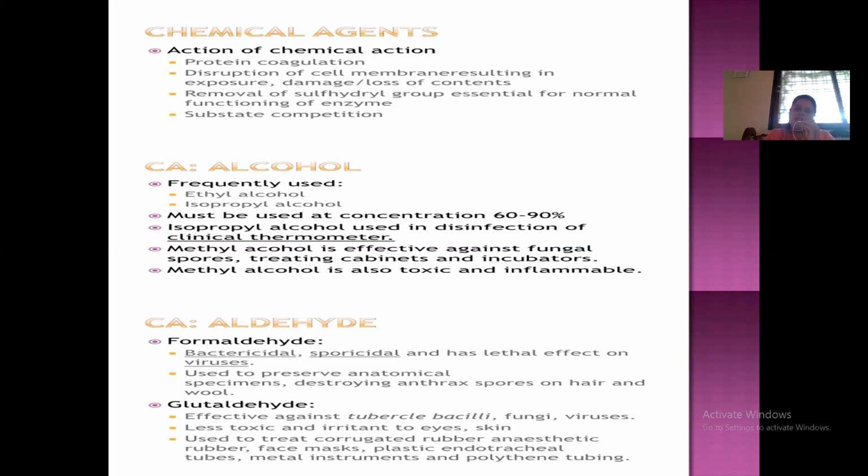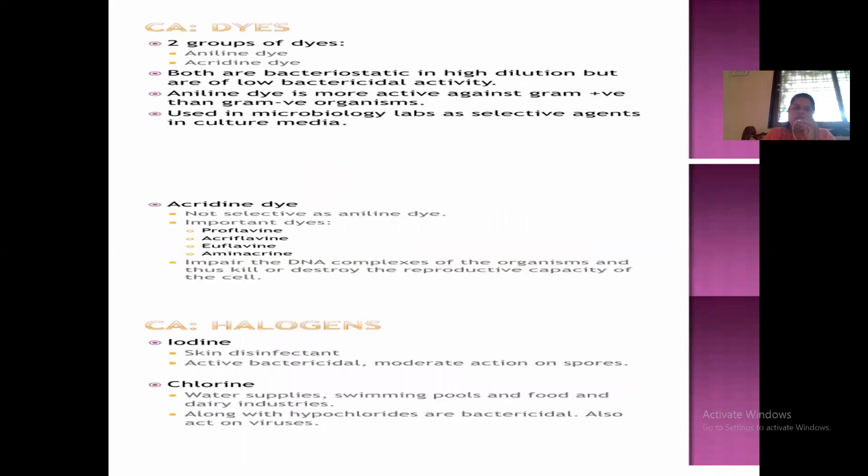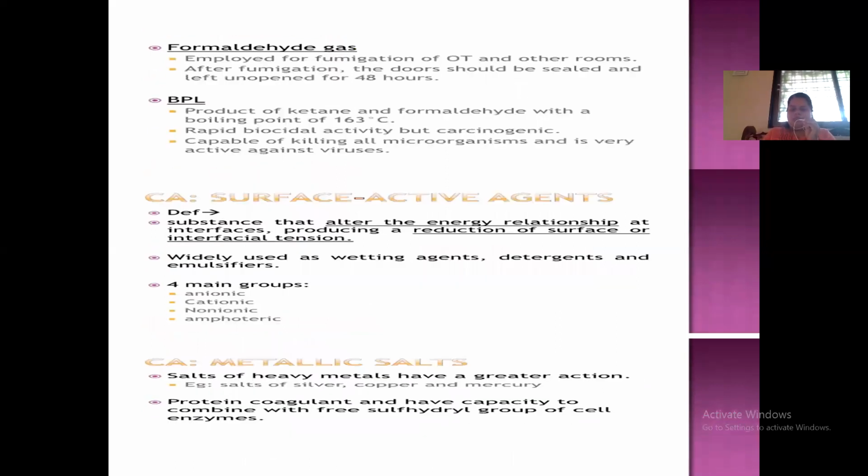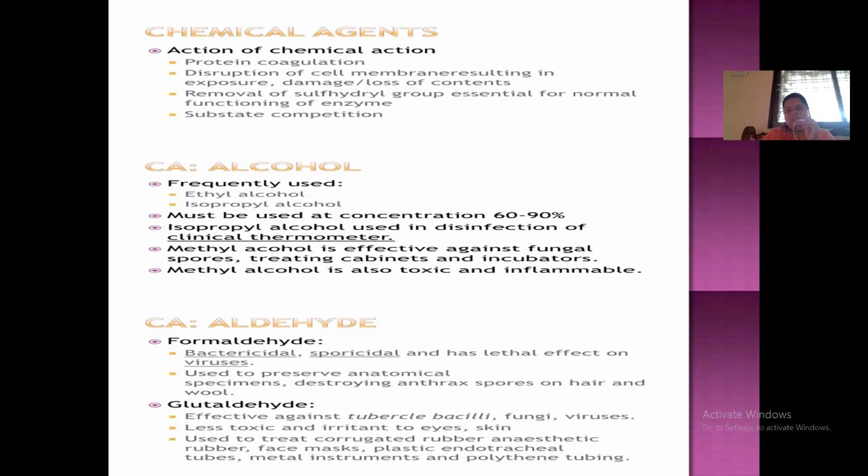Next are the chemical agents like alcohols, aldehydes, dyes, acridines, halogens, phenols, gases, and many other things that we can use as a disinfectant, in gas sterilization, or as a chemical method. First we will see alcohols. There are various types of alcohol such as ethyl alcohol and isopropyl alcohol. Many types of alcohols are present in chemistry, but mainly ethyl alcohol or isopropyl alcohol is used for the purpose of sterilization.